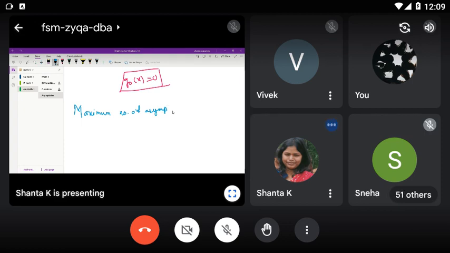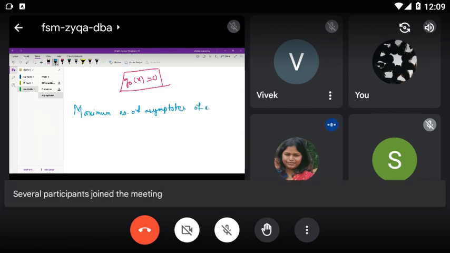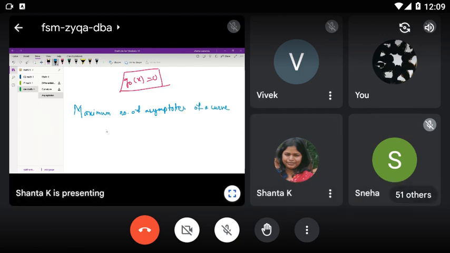Okay, so the maximum number of asymptotes of a curve, if the equation is given, will be less than or equal to the highest degree. Like if you have an nth degree equation, suppose the equation is a cubic equation, there will be a maximum of 3 asymptotes. Okay, there won't be 4 asymptotes.